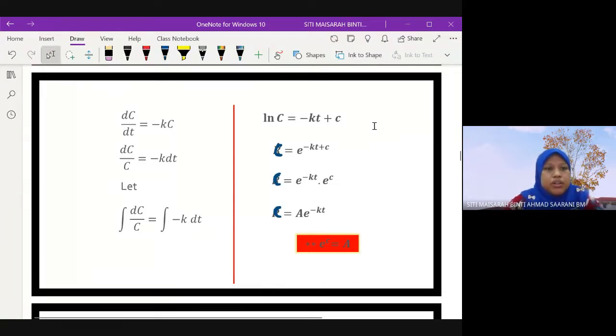Okay, yang tak sama yang kat sini dia letak negatif ni je lah. Tapi at the end dia akan dapat bentuk yang sama. So from differential equation dc over dt equals to negative kc, sampailah dapat c equals to ae negative kt. Tadi ae kt kan. So sekarang ni ae kuasa negatif kt.